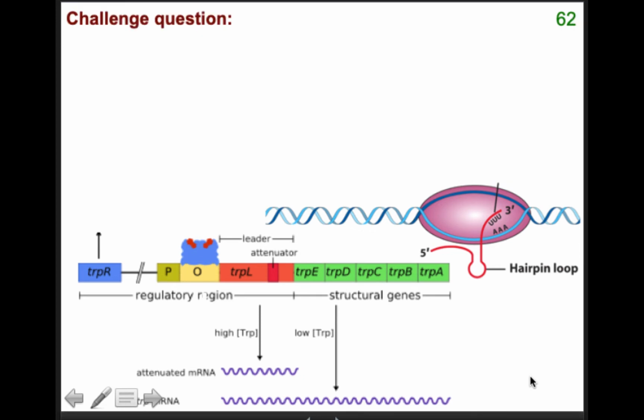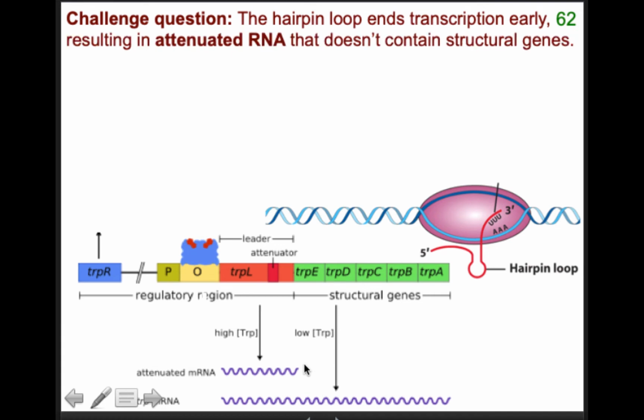Right, so a challenge question for you to think about is this. The hairpin loop will end transcription early, right? It'll make the resulting RNA short so that it doesn't contain structural genes, as long as this loop stays closed. So something is able to open up this loop structure when there is not enough tryptophan around.